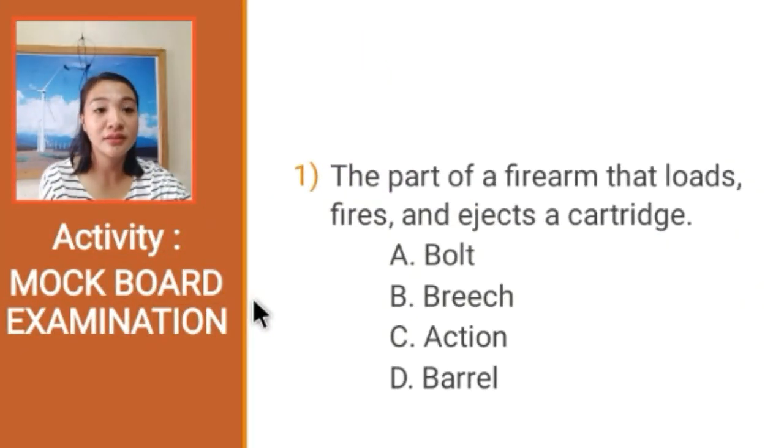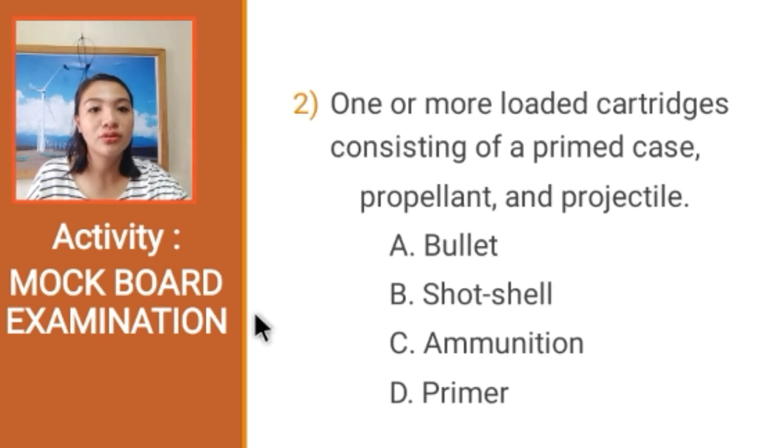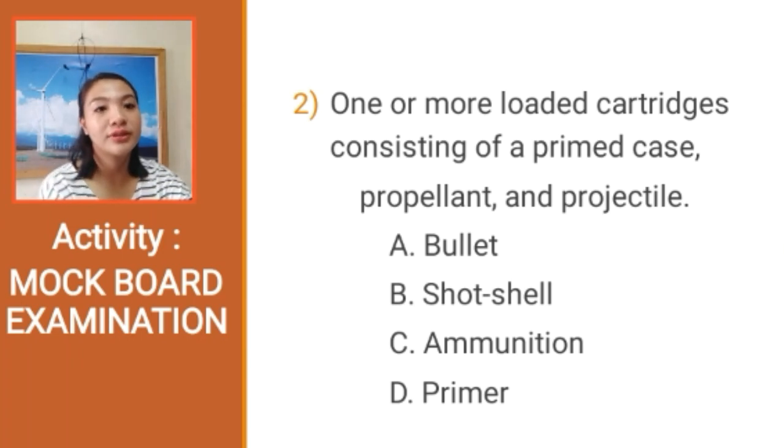Question number one. The part of a firearm that loads, fires and ejects a cartridge. A. Bolt. B. Breech. C. Action. D. Barrel. Question number two. One or more loaded cartridges consisting of a primer, case, propellant, and projectile. A. Bullet. B. Shot shell. C. Ammunition. D. Primer.